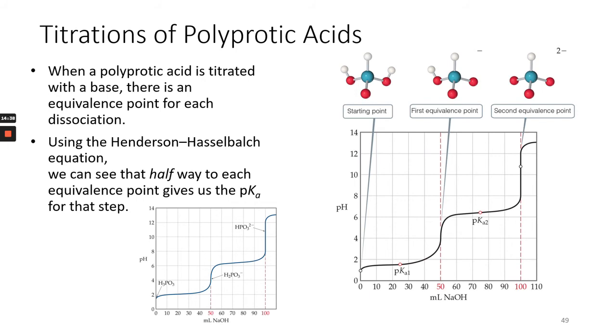What happens if you have a polyprotic acid? Remember, that's an acid that can lose more than one proton, so it has more than one H. When you titrate it, you're actually going to get two little titration curves here. When a polyprotic acid is titrated with a base, there is an equivalence point for each dissociation. Here we have 2 dissociations, and you have an equivalence point for each one. You could use the Henderson-Hasselbalch equation, and you can see that halfway to each of these, here and here, would be your pKa for that dissociation step.